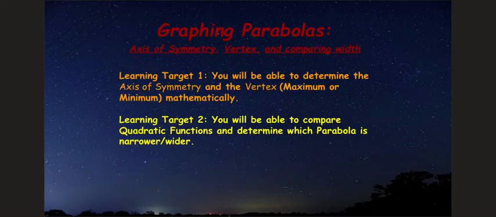Hello, algebra students. Today we're going to be looking at graphing parabolas, specifically axis of symmetry, the vertex, and comparing the width. So our first learning target, we're going to be able to determine the axis of symmetry and the vertex. And when we're looking at the vertex, we should be able to tell the maximum or the minimum of that parabola. And we're going to do all that mathematically.